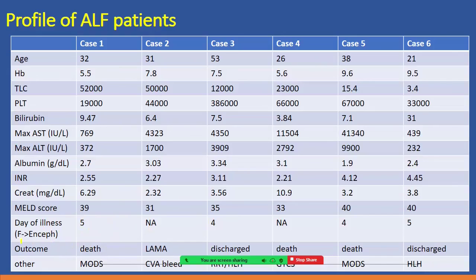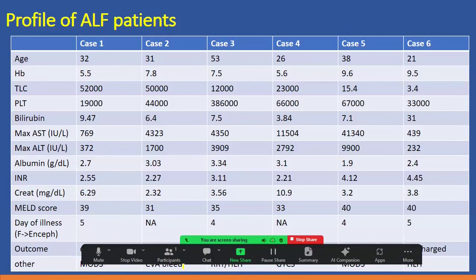So outcome wise, out of these 6 patients, 4 patients had a poor outcome, including 3 deaths and 1 patient who went LAMA. 2 patients were successfully discharged. And out of these patients, 1 patient had evidence of a CVA bleed also, 1 patient had GTCS, and 2 patients had evidence of HLH also.